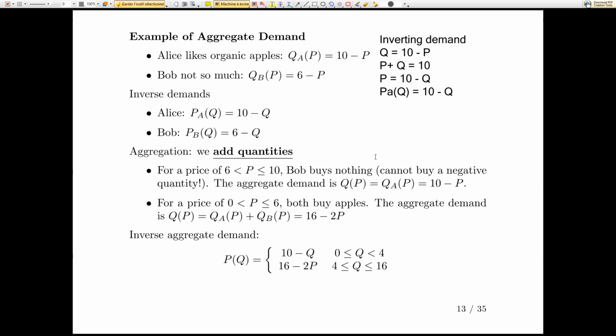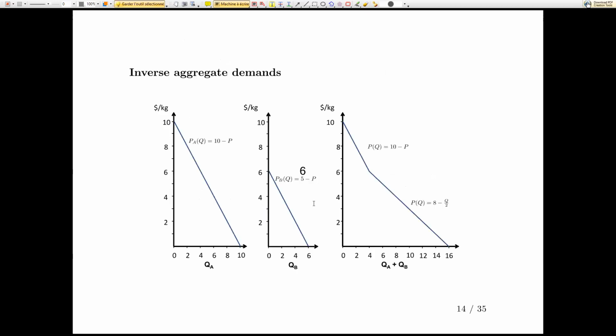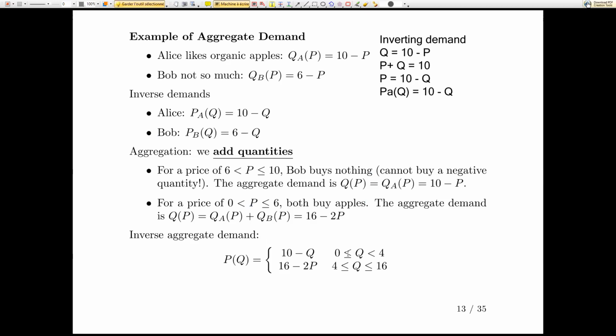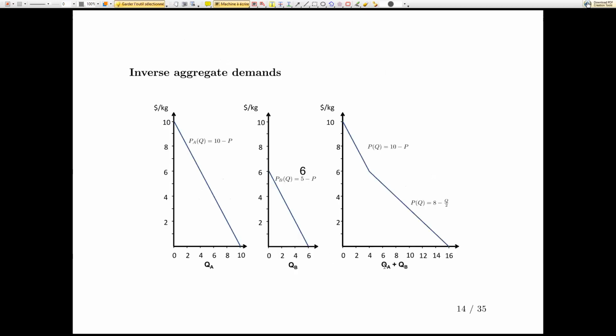So how do you do that? Well, we add quantities together, so we add these two curves together. And how do you represent this? You say the following. Between a quantity of 0 and 4, only Alice buys, so the inverse demand is the inverse demand of Alice. Between Q equals 0 and 4, it's just the inverse demand of Alice, which is 10 minus Q. And between 4 and 16, when both of them are going to buy, it's the horizontal sum of both of their demands.